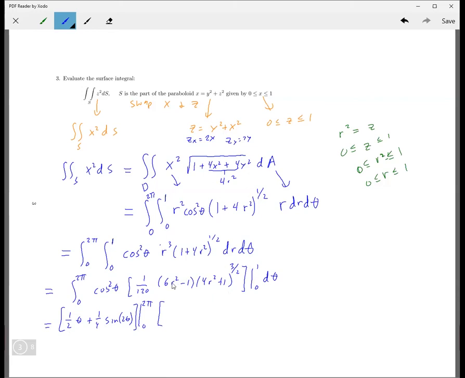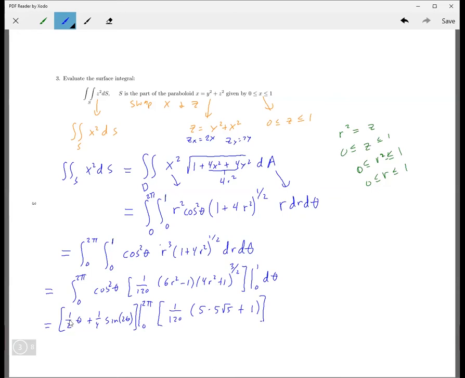Okay, over here, if you put a 1 in, let's see, what do you get? You put a 1 in here, you get 6. 6 minus 1 is 5. And then this, you put a 1 in here, you get 5 to the 3 halves. That's 5 root 5. And then if you subtract and put a 0, if you put a 0 here, you get -1. So subtracting is actually going to be plus. And that gives you 1. So it's just going to be 1. Cool, that's it.